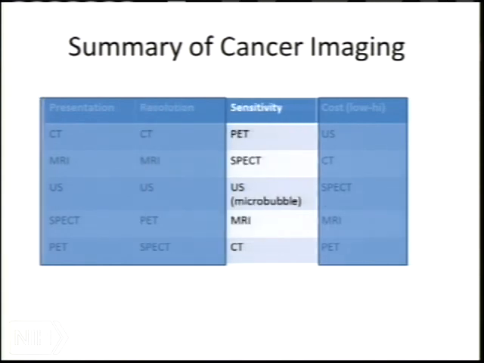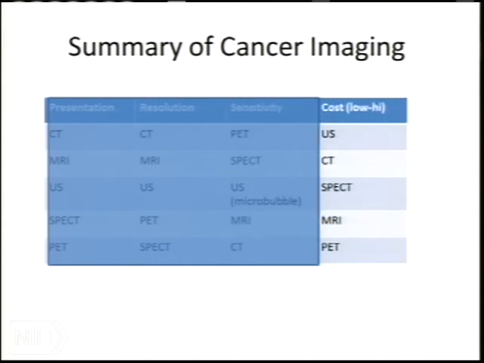But in terms of sensitivity, what small thing can you detect? Not physically small, but low in concentration. For instance, a receptor on a cancer cell, or a small amount of glucose being taken up by a cancer cell. PET is at the top of that pyramid, followed by SPECT, followed by ultrasound with microbubble, as it turns out. MRI and CT are at the bottom of the sensitivity scale. So you can see why PET and CT are complementary to each other. One has great spatial resolution, the other has great sensitivity.